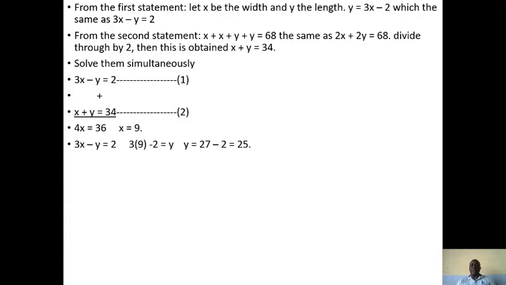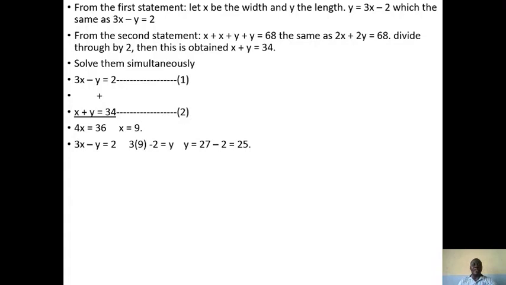So looking at them, you find out that they have a similar factor running through them. And what is that similar factor? The similar factor is 2. So that's why I divide through by 2. 2x divided by 2, I have x. 2y divided by 2, I have y. And 68 divided by 2, I have 34. So now this one becomes the second equation.